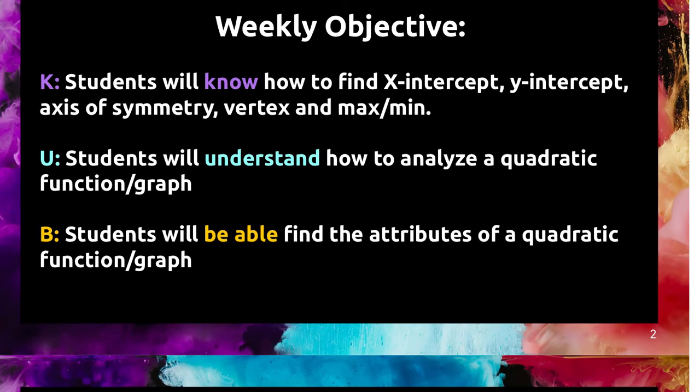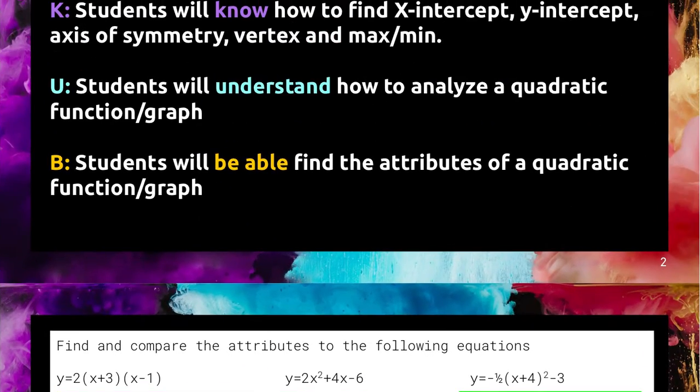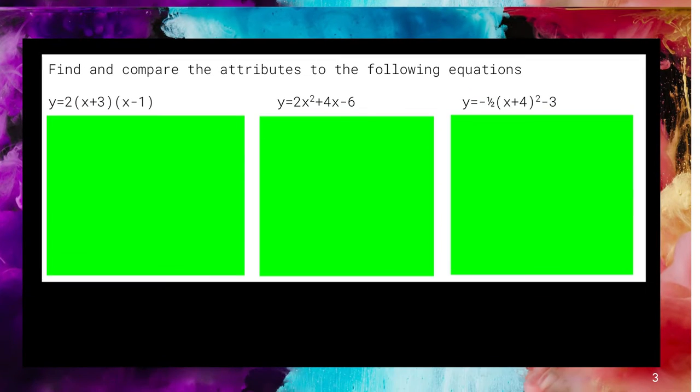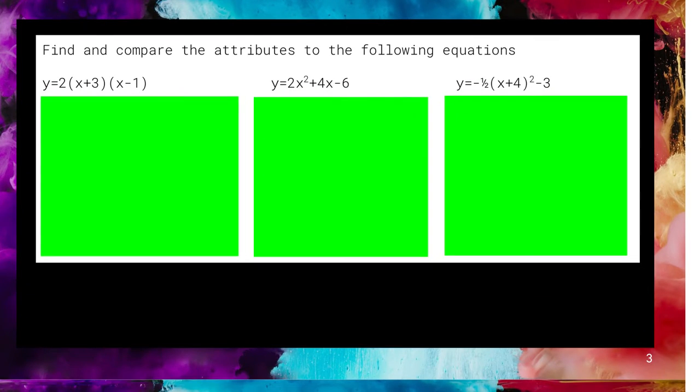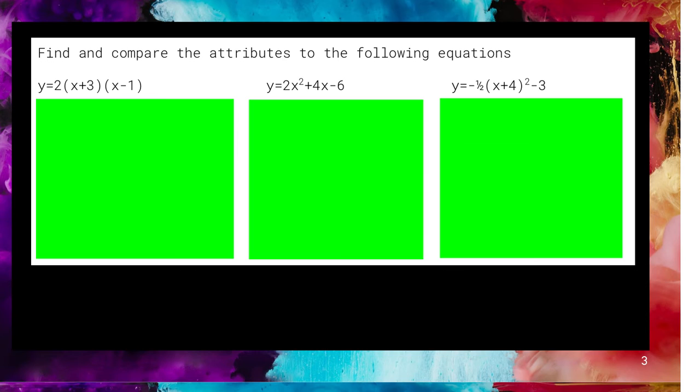The weekly objective is the same as it was for Day 1. If you would like to read that, feel free to pause the video. So we're going to be comparing the attributes to the following equations. So we have intercept form, standard form, and vertex form.